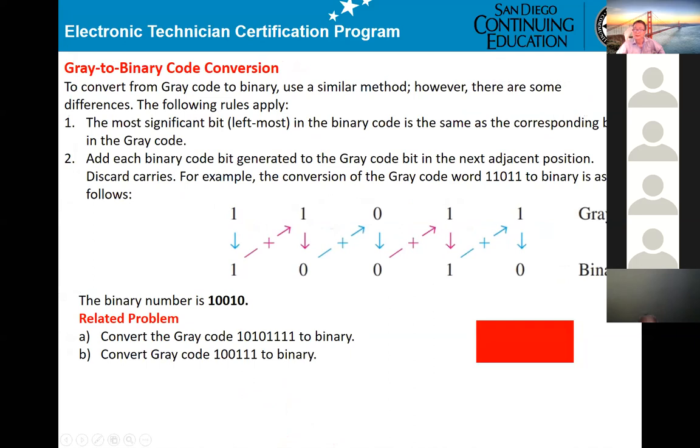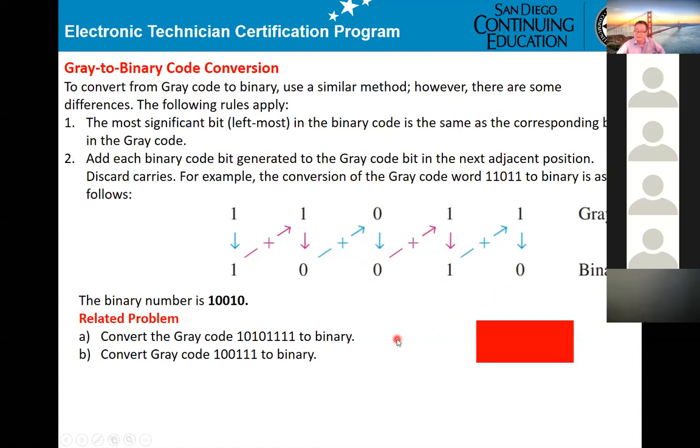Now, converting gray code to binary. Okay. Now you get a number 110111. That's the gray code. They want it in binary. What can we do? First thing, you take 1 here, down here, 1. Then 1 adding to 1, you get a 0. No carry, okay? Then 0 here adding to 0, you get 0. 0 here adding to 1, you get 1. 1 adding to 1, you get 0. Easy.